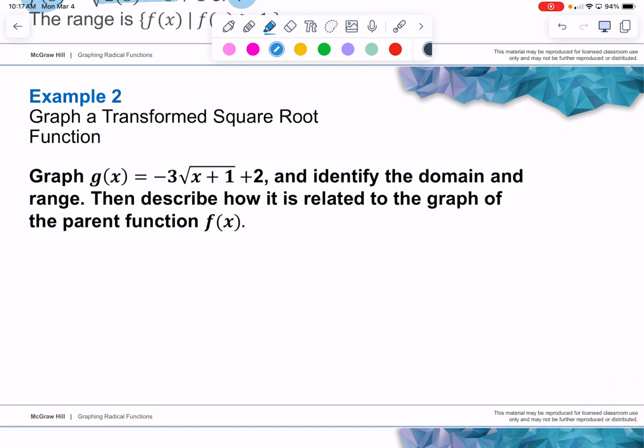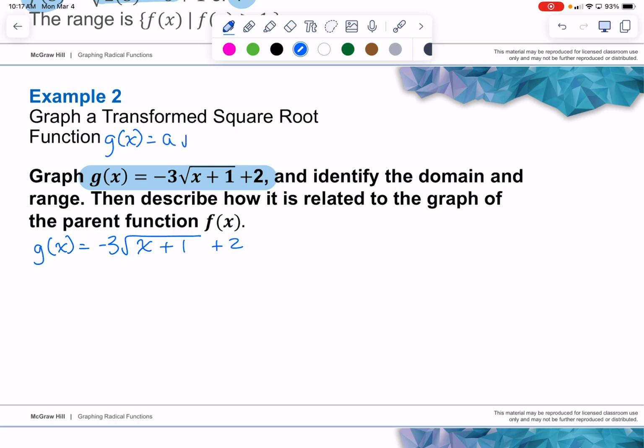Next, we want to graph g of x equals negative 3 times the square root of x plus 1, plus 2, and identify our domain and range and describe how it is related to the graph of the parent function. So when I'm looking at g of x equals negative 3 square root of x plus 1 plus 2, we know that we're dealing with g of x equaling a square root of b times x minus h plus k, right? This negative 3 is my a value, right?